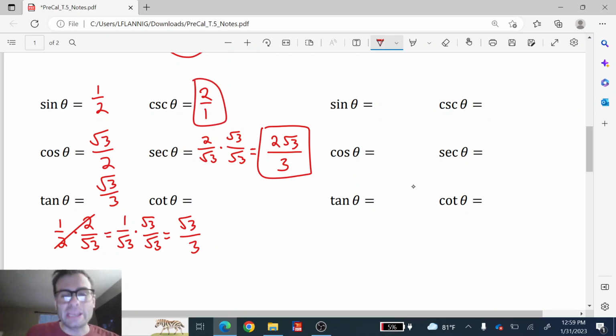Again, we're just doing that because we can't have a radical in the denominator, and it's basically multiplying by 1, which doesn't change the value.